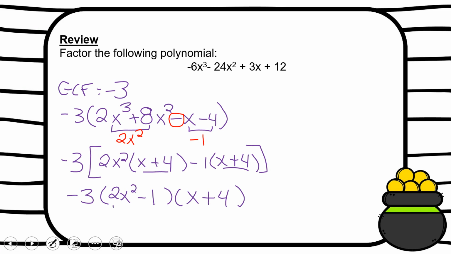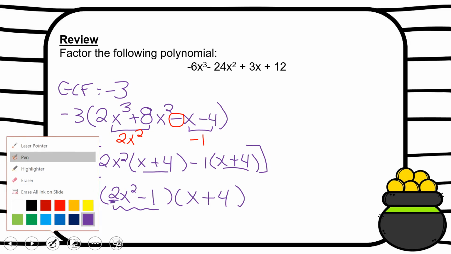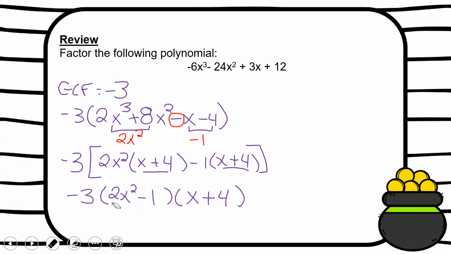And then I just need to double check. This one here still has a squared. Is it by chance a difference of 2 squares? And it's not. It's really close. But this 2 right here, that's not a perfect square. So that is not a difference of 2 squares, which just means this right here is my final answer.